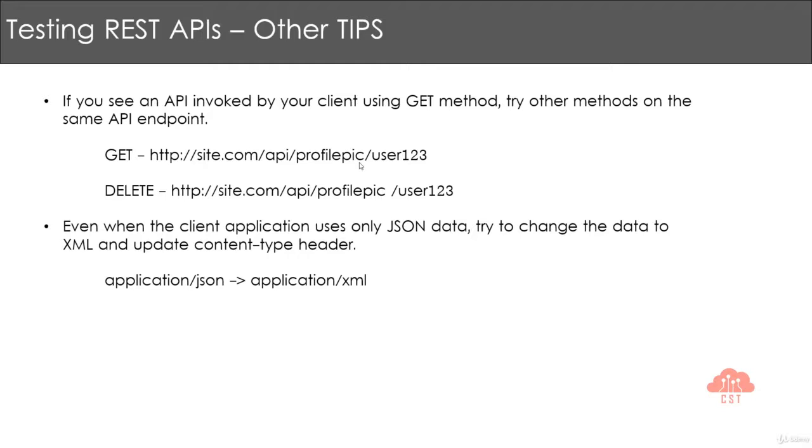This tip will be useful if the API endpoint is designed to parse both JSON and XML, but your client is only making use of JSON instead of XML. So you can change JSON data to XML, and you can force the API to parse your XML data instead of JSON.